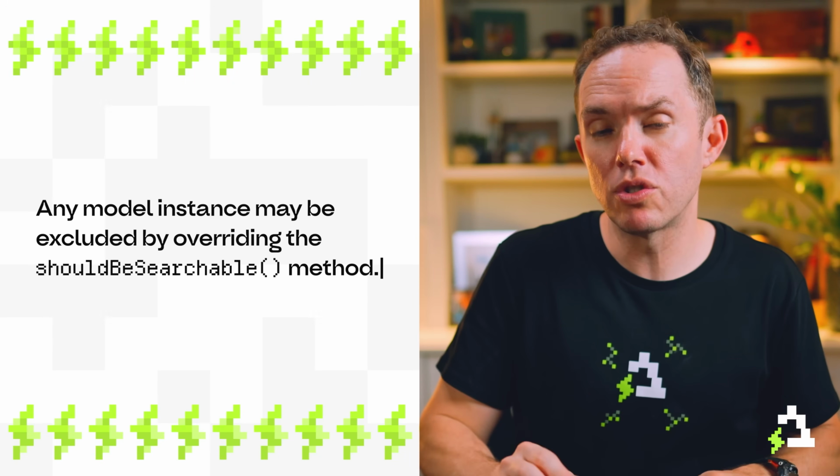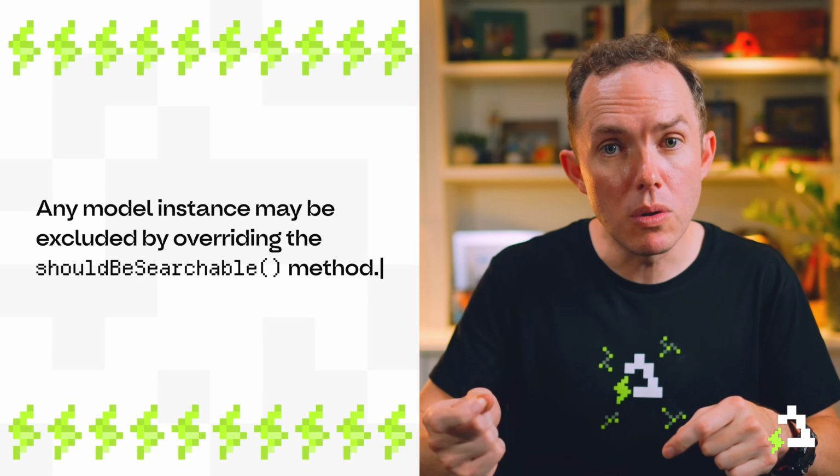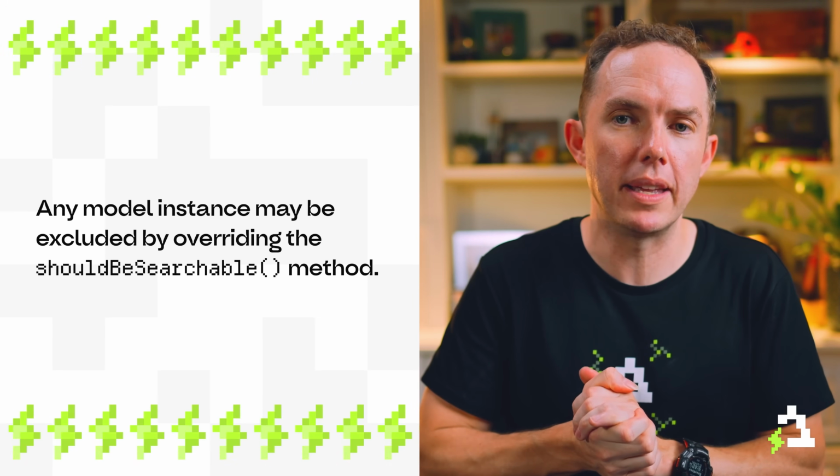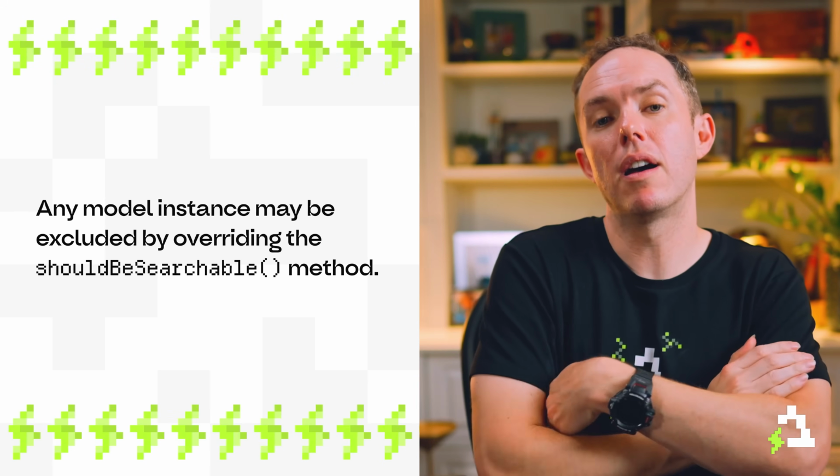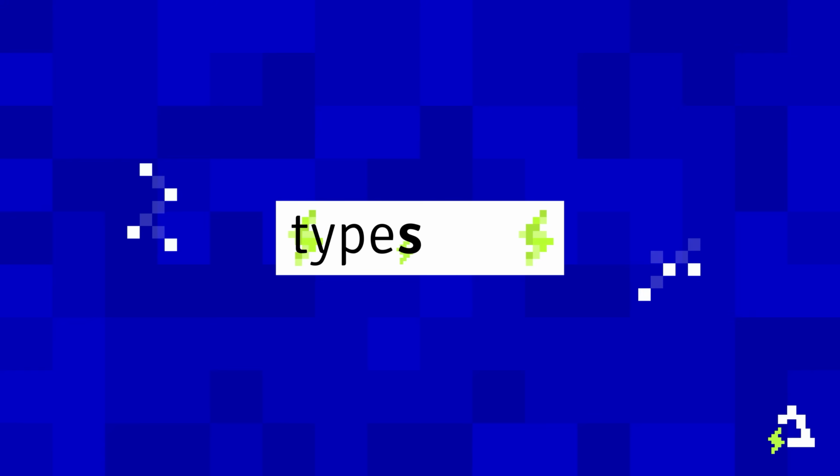And then finally, you learned that if you want to exclude certain records from being searchable, then you can override the shouldBeSearchable method on your Eloquent model. Okay, so in the next episode, let's just take a few minutes to talk about advanced customization and how you might go about doing that.